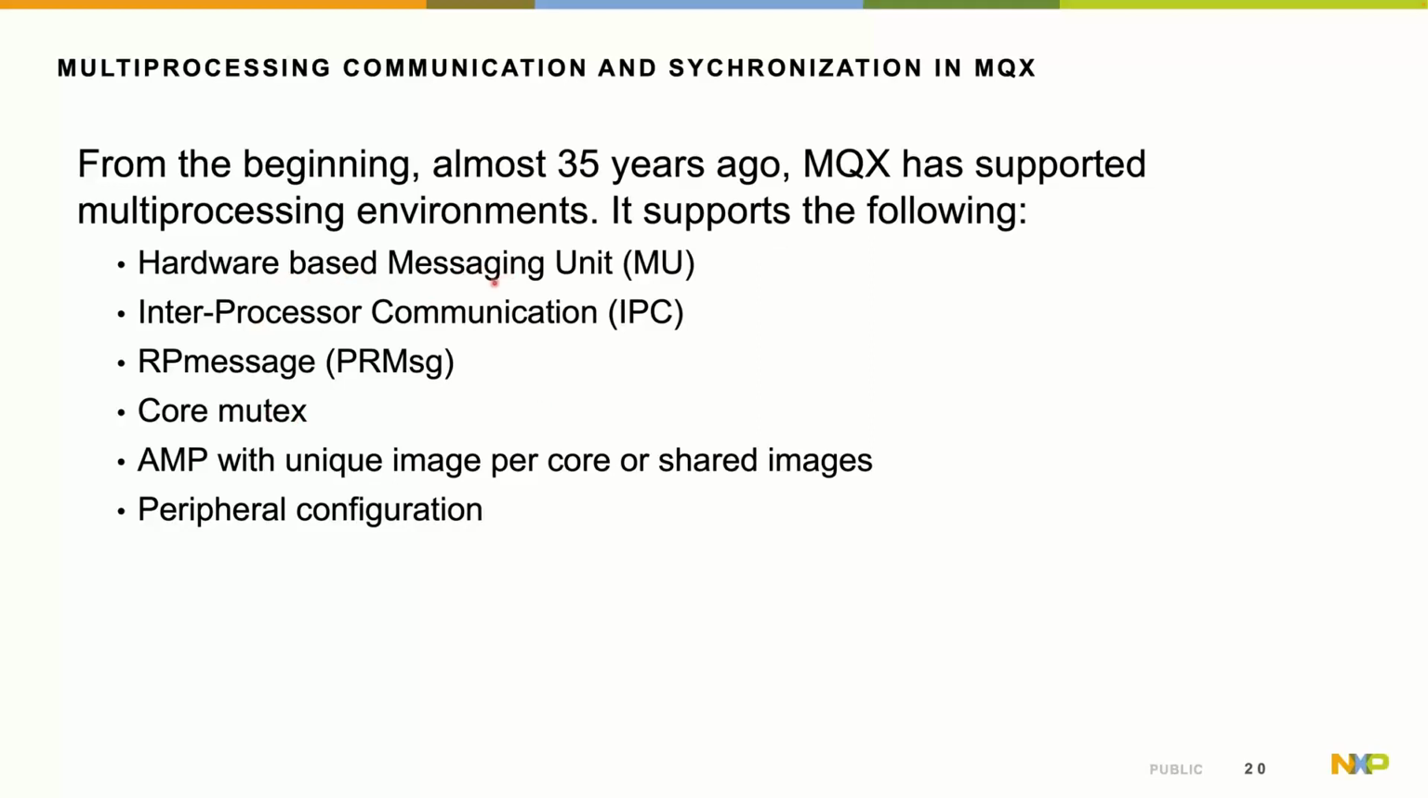We'll see a bit later a feature in the RT1170 called the messaging unit. And it also supports an interprocessor communication channel. So this is a communication link. And RP message is also a communication link. In some cases, there's hardware-based mutexes. It supports a variety of asynchronous processing, either through unique images per core or shared images. And it supports the configuration of your environment through config files, where you assign in advance the peripherals that you want each core to have access to, but you can also configure that and transfer ownership on the fly.